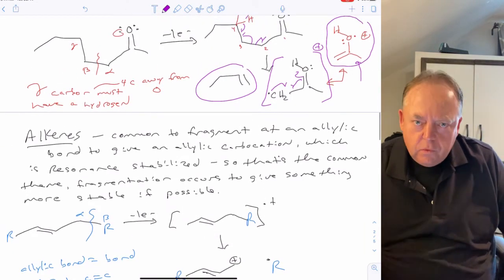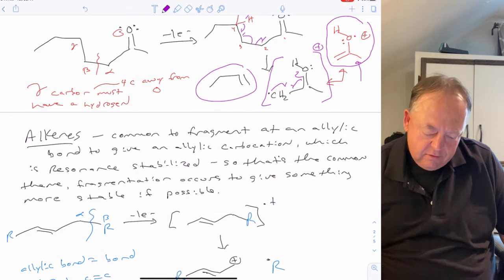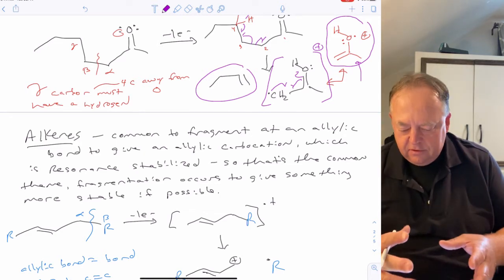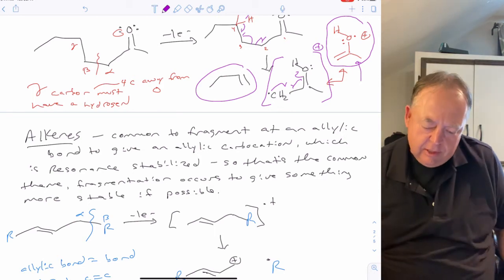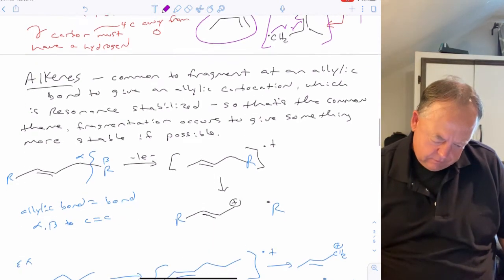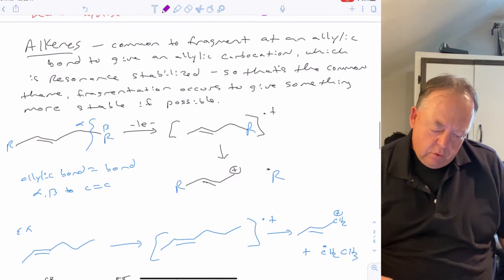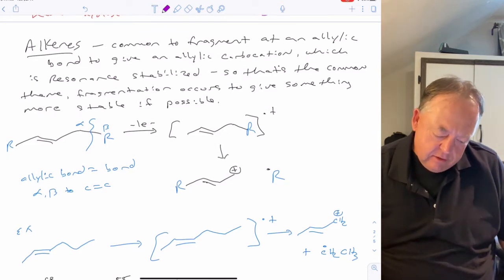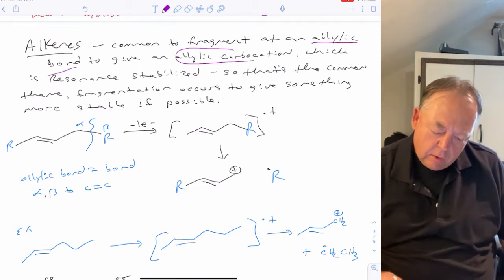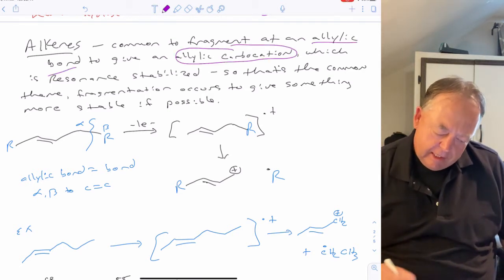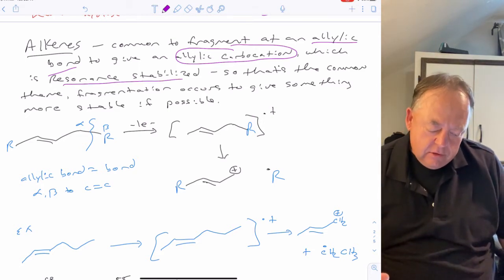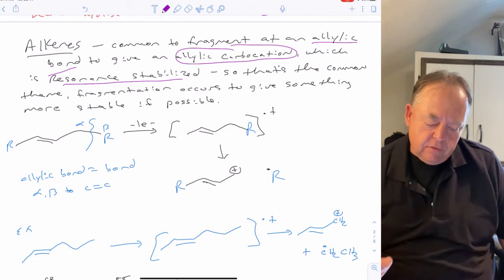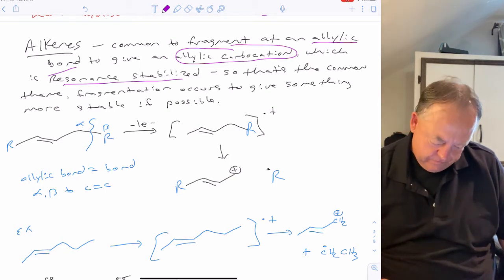So in general, the way molecules fragment is to give something that is relatively stable, and in this case it's stabilized through a resonance structure. Alkenes will fragment at an allylic bond to give an allylic carbocation, and that allylic carbocation is resonance stabilized. So again, that's the common theme: fragmentation usually occurs to give something that's more stable if possible.